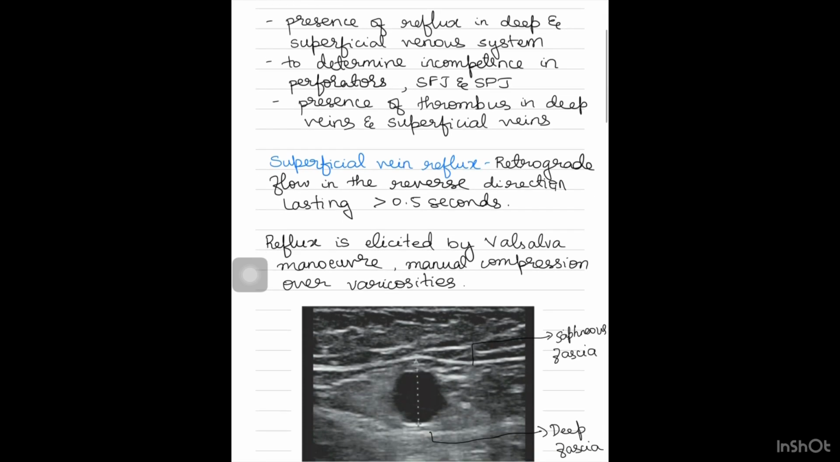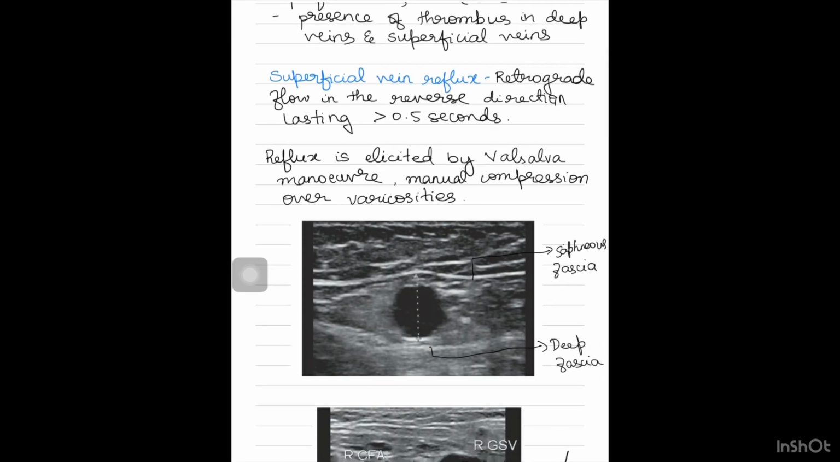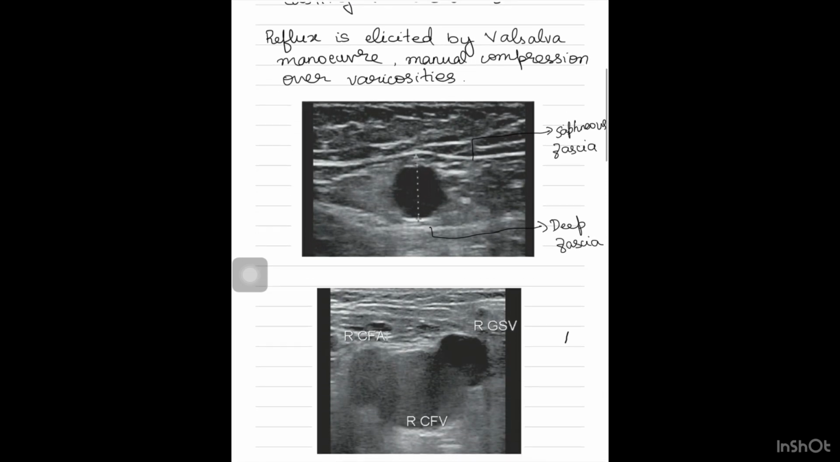So superficial venous reflux is defined as a retrograde flow, that is backflow, not going towards the heart. It is going in the reverse direction, that is towards the lower limbs itself, lasting for more than 0.5 seconds. That is defined as the superficial venous reflux. The reflux is elicited by Valsalva maneuver and manual compression over the varicosity.